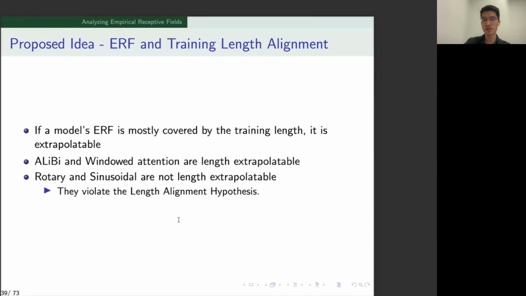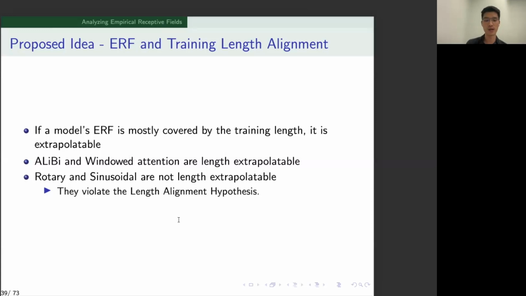And that is the idea. That is the proposed idea, I guess. We call it the alignment between the empirical receptive field and training length. So we believe that if a model's empirical receptive field is mostly covered by the training length, in our case, it's 512, then it is probably able to extrapolate, because the model learns what to do during the extrapolation stage.